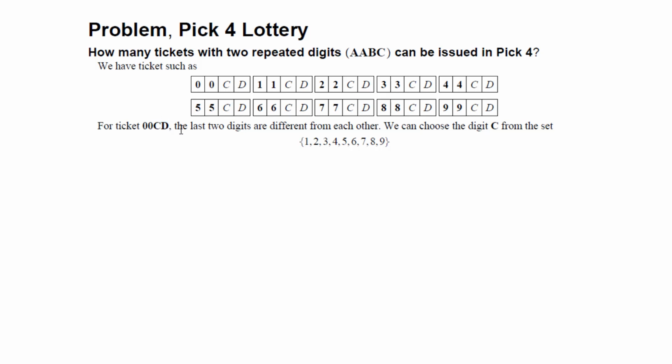How about D? Let's assume that we chose C to be 1. So D cannot be 0, otherwise we'll have 0, 0, 0, and it cannot be 1, because otherwise we are going to have 0, 0, 1, 1, which is not the form AABC, but the form AABB. So this is the first notice.